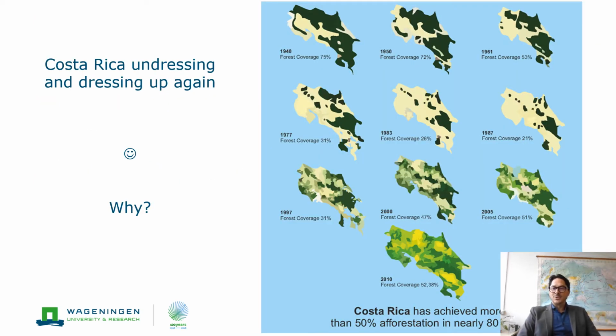Some people call this the Costa Rican striptease. What happened between 1940 in this initial picture, where dark green is forest cover, all the way to 1987, when Costa Rica was more or less stripped of forest? What you see there in darker green is basically only protected areas. But since then, that trend has been reverted. So Costa Rica has been dressing up again in forest clothing. Why do you think this is the case?